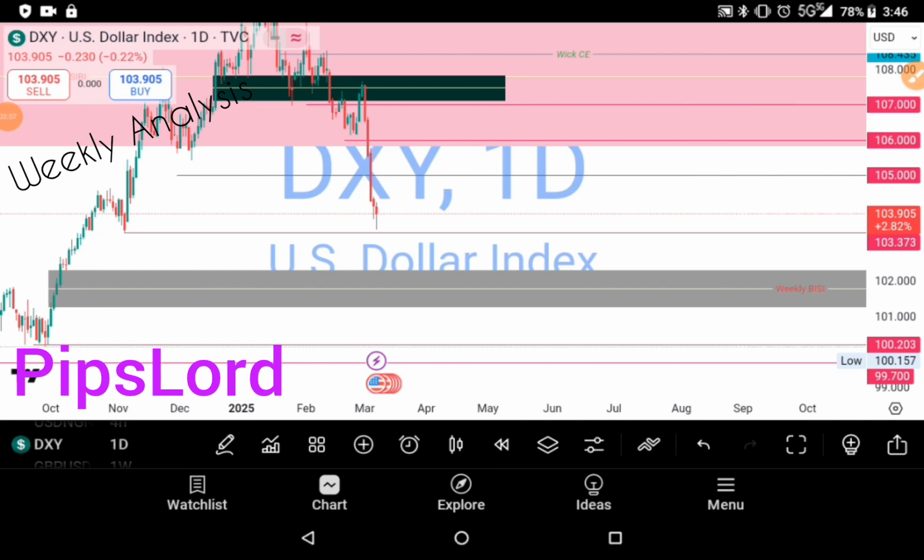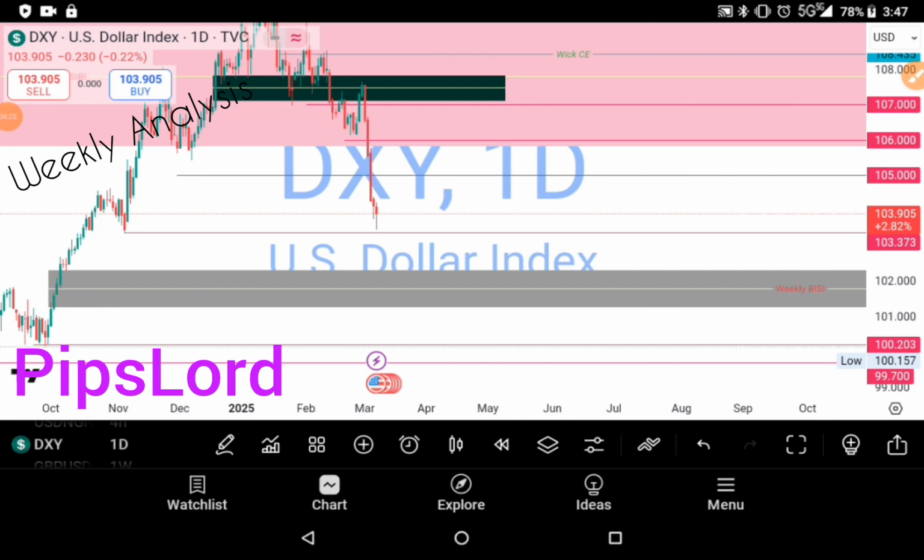Am I clear enough? So if the market price found resistance around 105 big figure, I'm still interested in 102 big figure. But if the market price found support around 105 big figure, then I'll be thinking of something else, maybe attacking 107 big figure again.